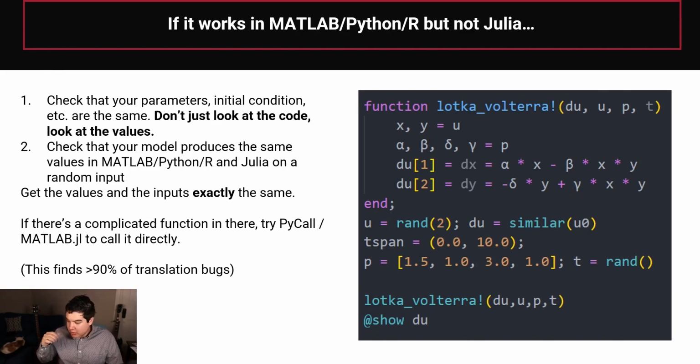If there's a complicated function call, right? So let's say you're doing an interpolation inside of here, or you're using some special integration inside of here, right? If your function is doing something that's kind of difficult, one thing that you really should try is use a language wrapper call. So, PyCall.jl, MATLAB.jl. Directly call that interpolation function.